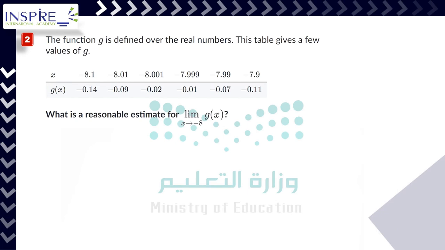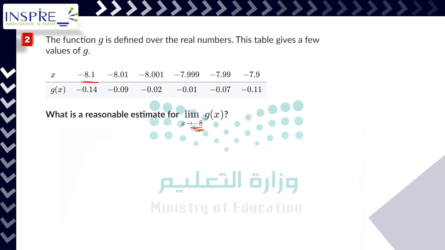Okay, next question. Here we have a table for a function g defined over the real numbers. This table gives a few values of g. We have x and g of x, and what is the question? The question is asking what is the reasonable estimate for the limit of g of x as x approaches -8. The first step is to locate this number on the table or on the graph. We don't have a graph here, we have a table. So we must locate where -8 is.